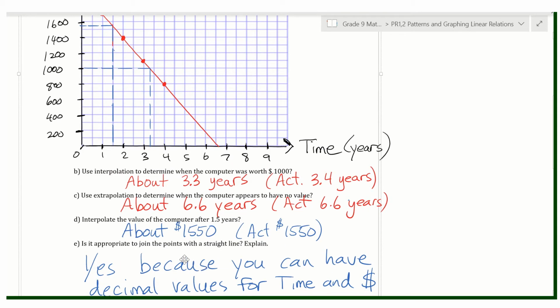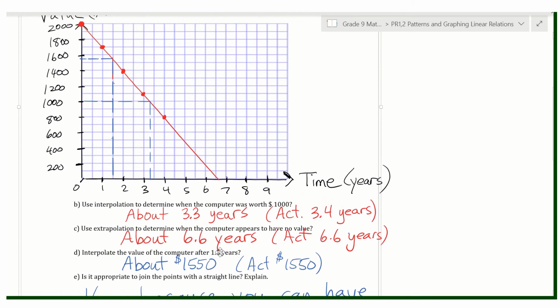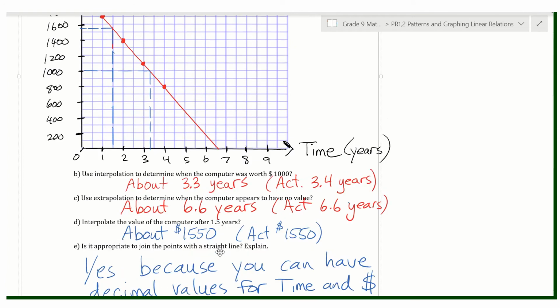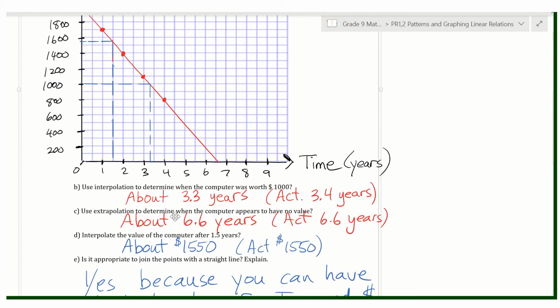Okay, and finally here, is it appropriate to join the points with a straight line? Explain. So in this case, it is appropriate because you need to look at the values of time.